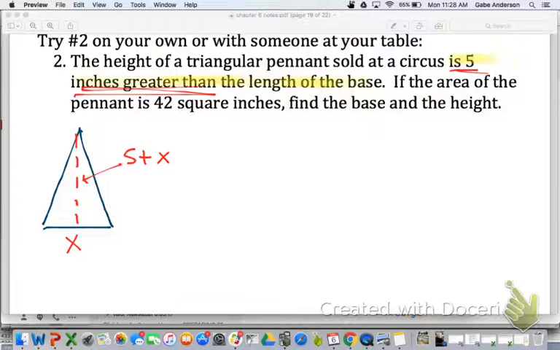And so that's why we would label greater than as being 5 plus x, or you could say x plus 5. Same thing. Ladies and gentlemen, are we solid on that? Okay. So then it does go on to talk about area.